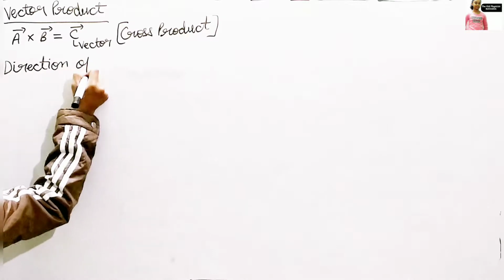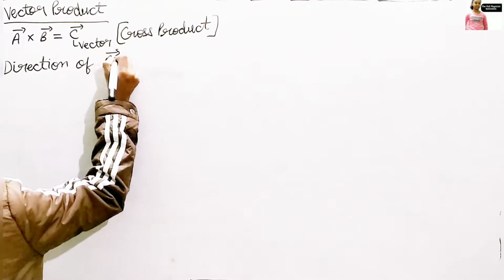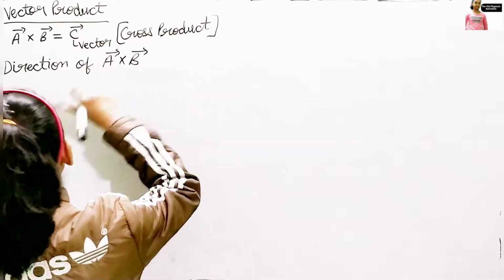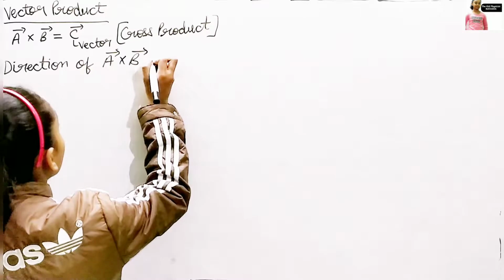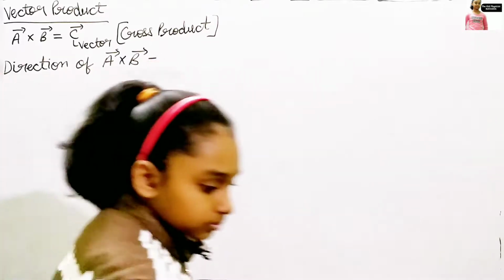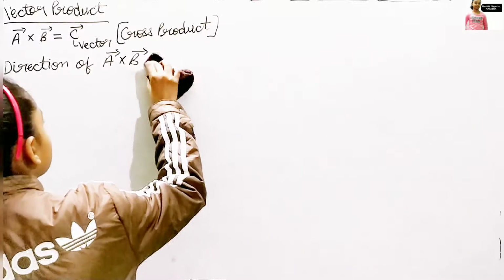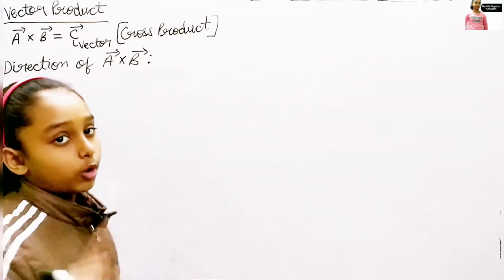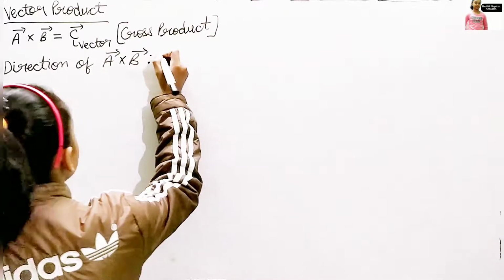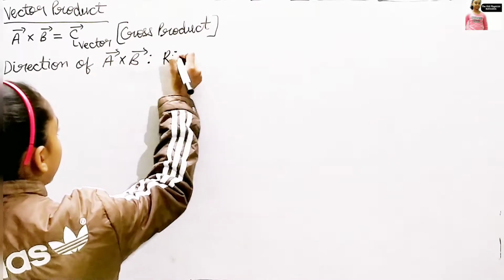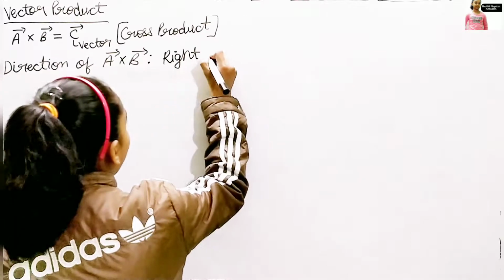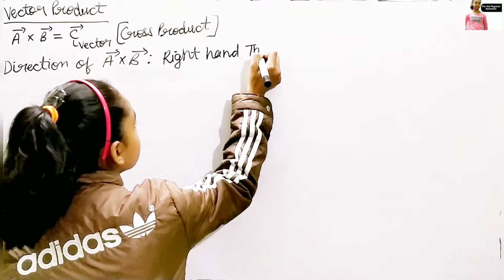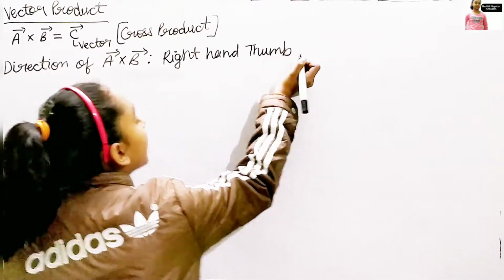The direction of vector A cross vector B will be determined through some rules. I'm going to show you, and it is a really important topic that we should know. It is by the right hand thumb rule.